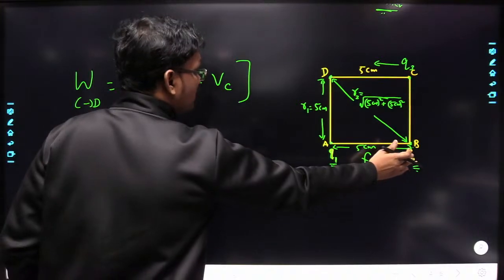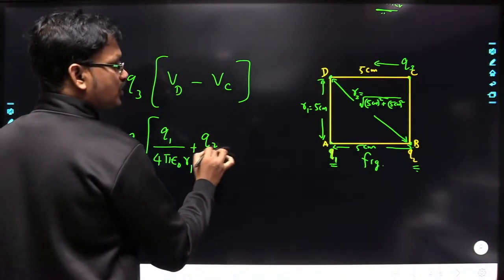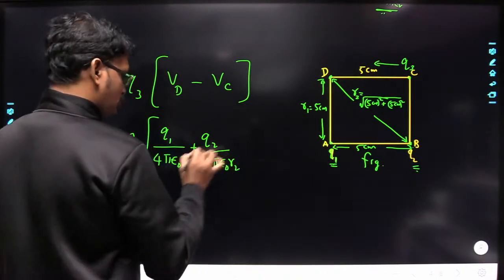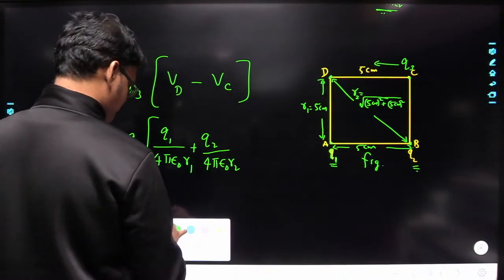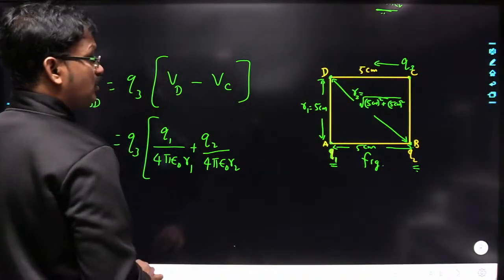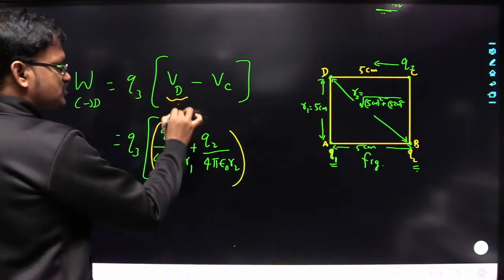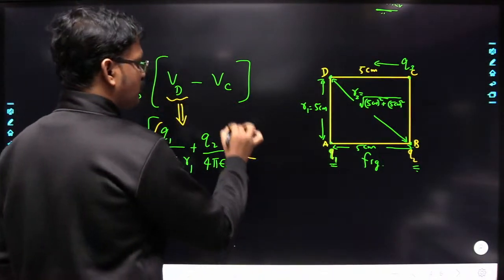So the potential due to Q2 at D is nothing but Q2 divided by 4 pi epsilon naught R2. Okay, so this is the potential at D. Understood? Next, minus the potential at C.